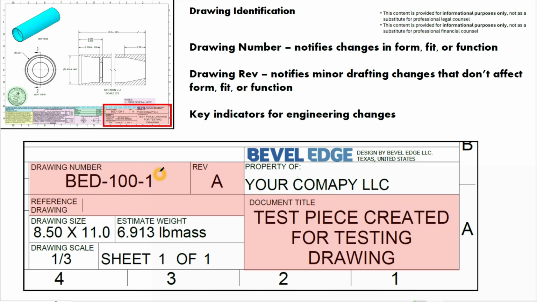So that's the first indicator to your manufacturer. And if you're making revisions to your drawing and you're changing the form, fit, or function, the drawing number will change. That way everyone is on the same page on what kind of part they're making.